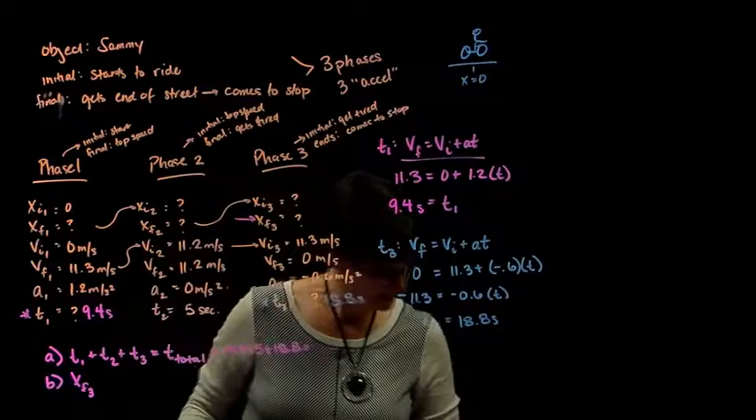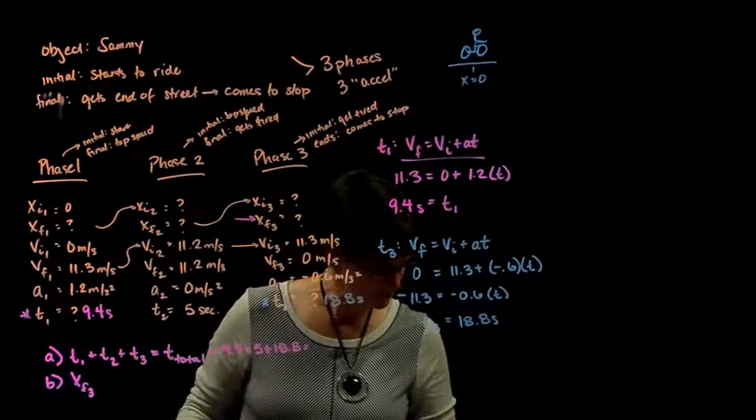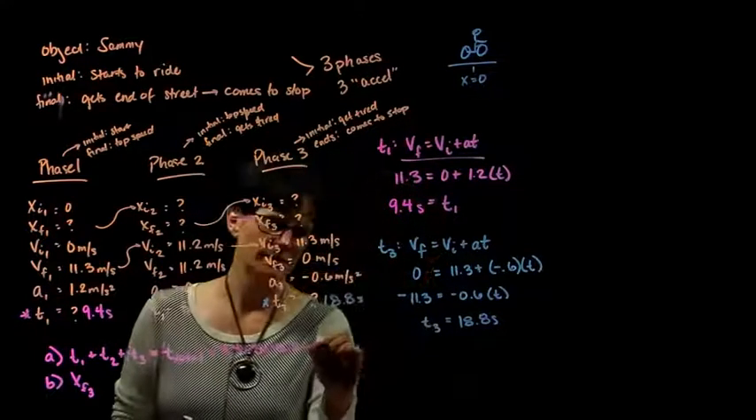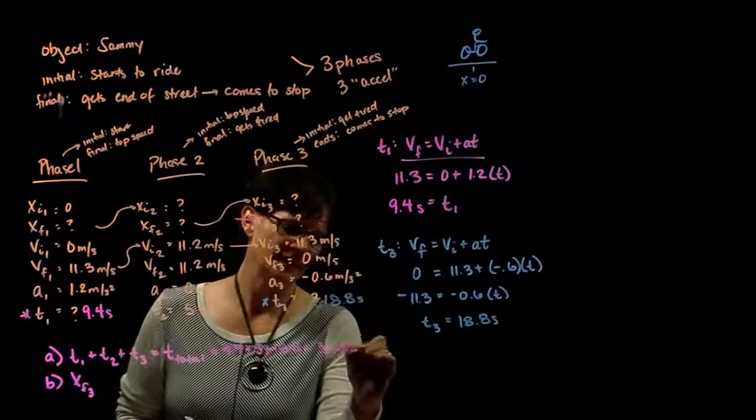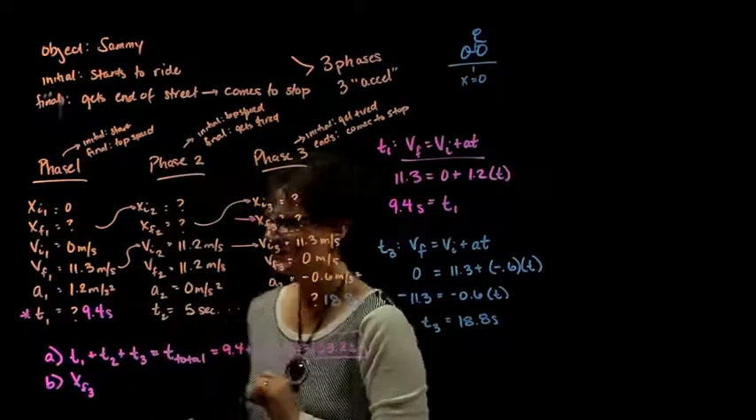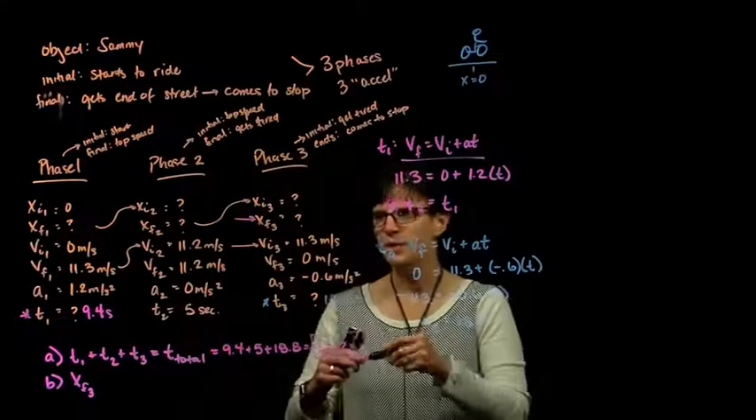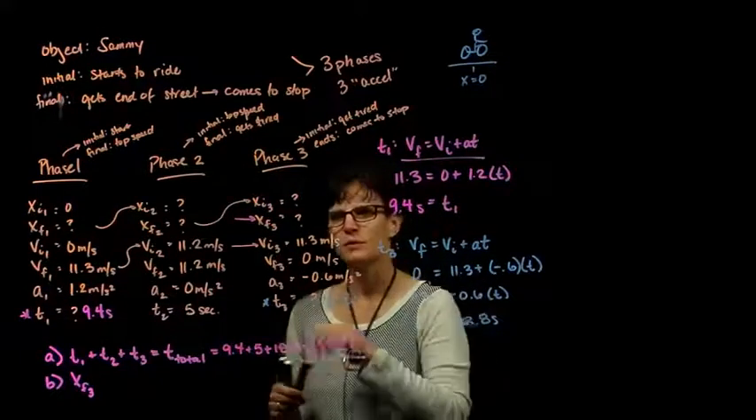And so I get 9.4 plus 5 plus 18.8, 33.2 seconds for part A. All right, how about part B, which is, what's this final position?